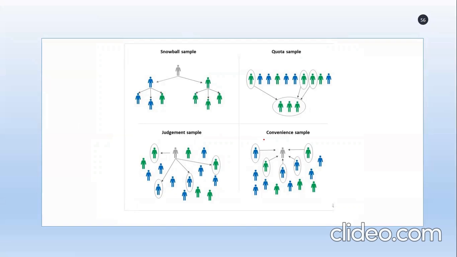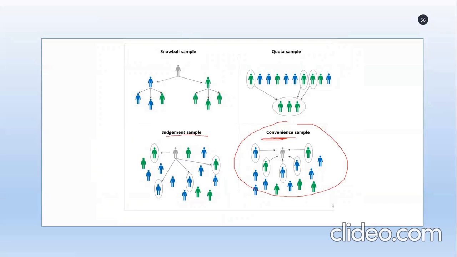Then talking about non-probability, which does not give all the individuals in the population an equal chance of being selected. For example, let's go with convenience sampling. Convenience sampling is done by selecting samples accessible to the researcher, in an easy, convenient way. It depends upon the convenience of the researcher. The way it is convenient for the researcher, based on that, the samples will be collected.